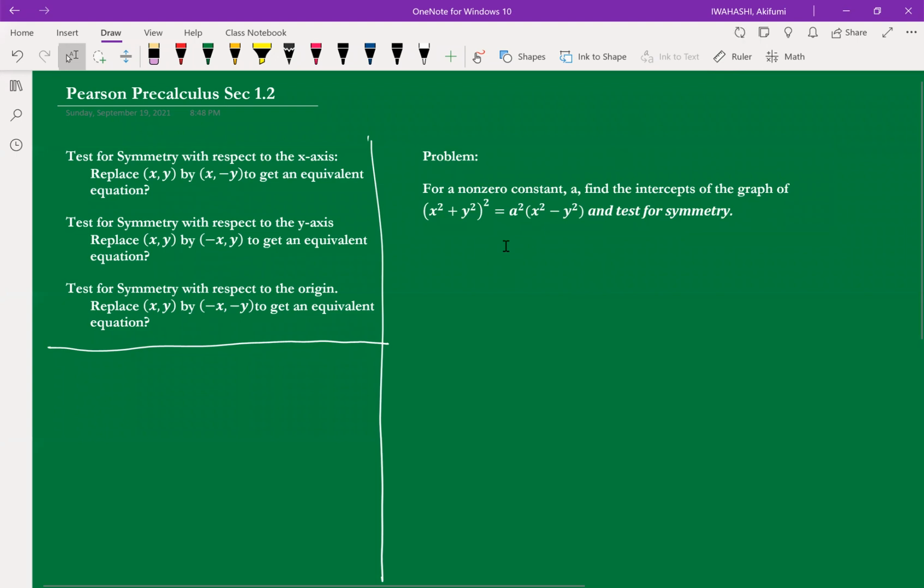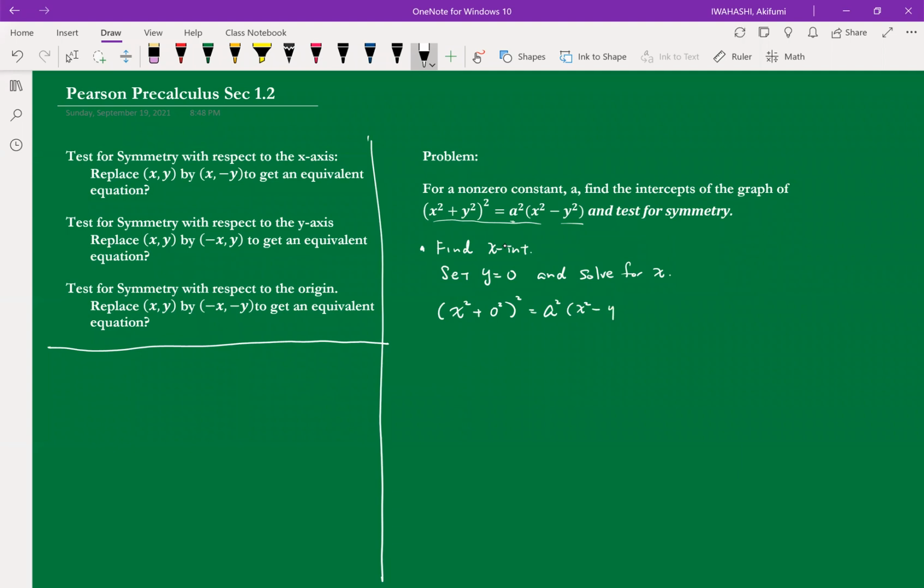Okay, so to find the intercepts, you just set x equal to 0 and solve for y. So let's find the intercepts first. To find the x-intercept, you are going to set y equal to 0 and solve for a real solution, solve for x in real numbers. So assume a is a non-zero constant and you're going to set y equal to 0. So it's going to be x squared plus 0 squared, which is 0, equal to a squared times x squared minus y squared.